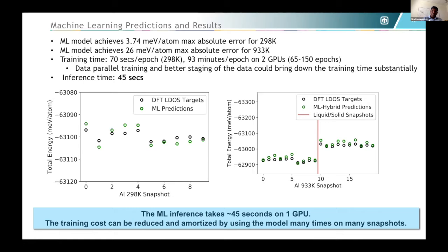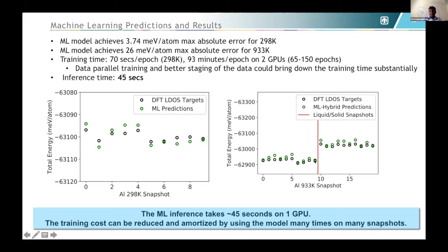The left side is the liquid snapshots at 933 Kelvin, and the right side is the solid snapshots at 933 Kelvin. And you can see that there is a variation between the liquid and the solid in terms of the total energy. Okay, so if you just trained on liquid and try to do the inference on solid, you usually get poor performance. If you trained on solid and you try to do inference on the liquid, you again get poor performance.